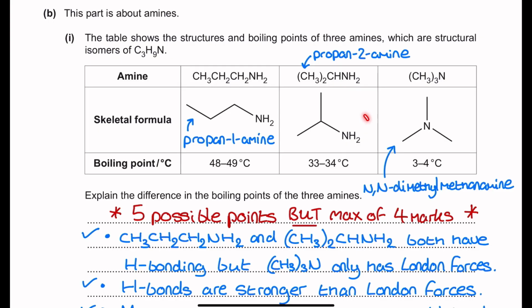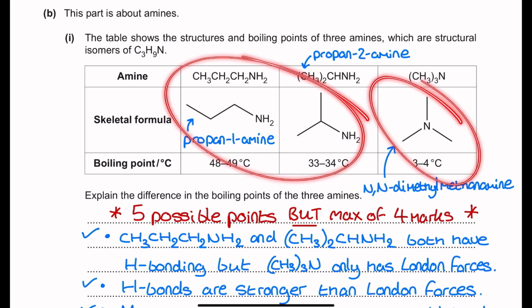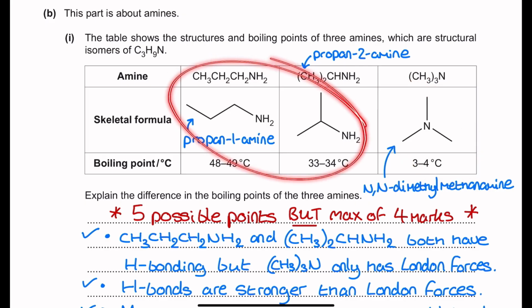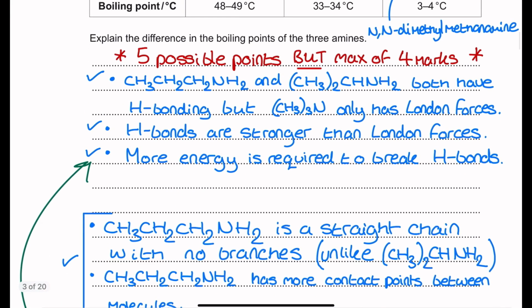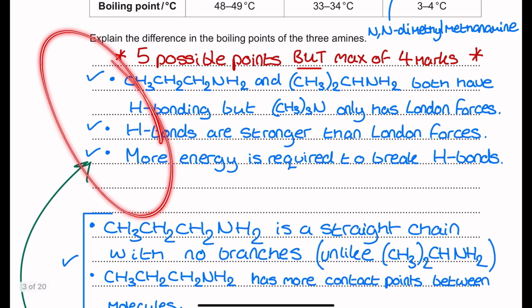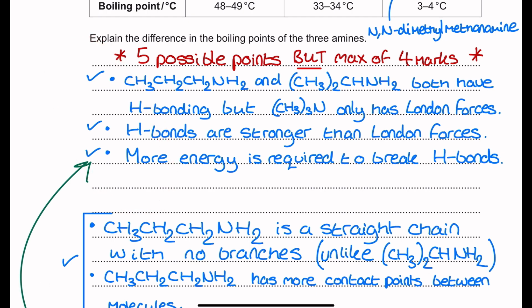Now, we're comparing, like I said, these two to this structure over here, because these two are going to have hydrogen bonding as their strongest type of intermolecular force, whereas this one's just going to have London forces, although you could describe it as having permanent dipole-dipole. So here, the first 3 marks are all about that. We talk about how the first 2 have both got hydrogen bonding, but the third has only got London forces.